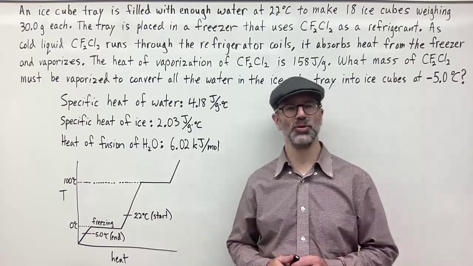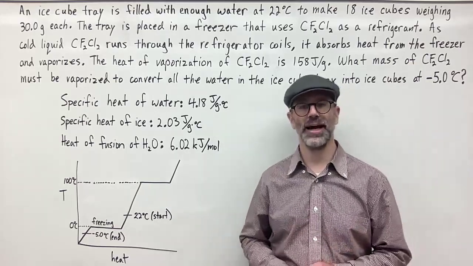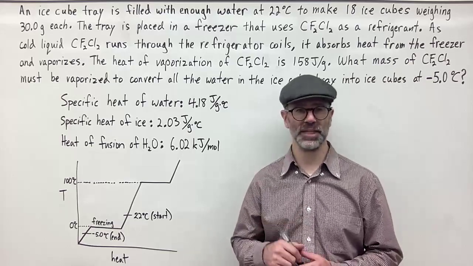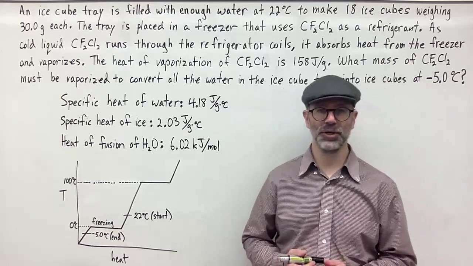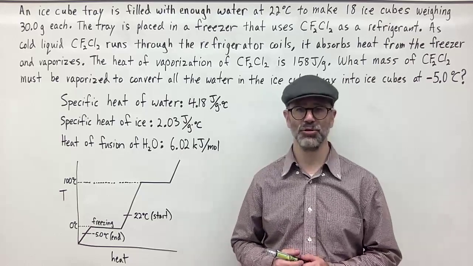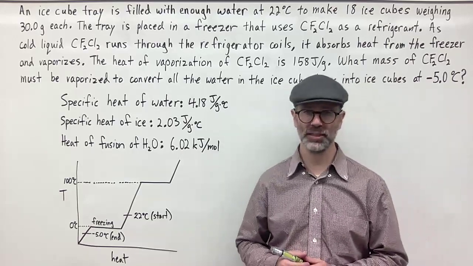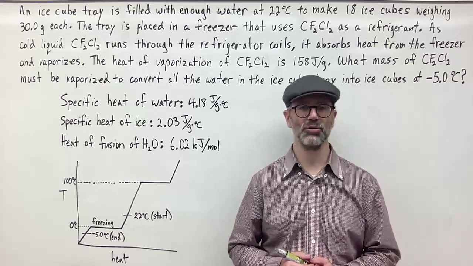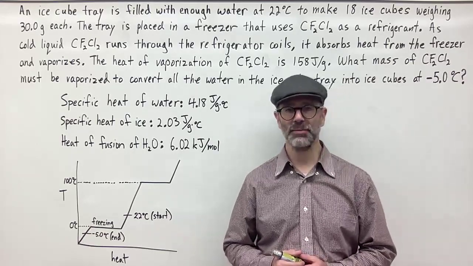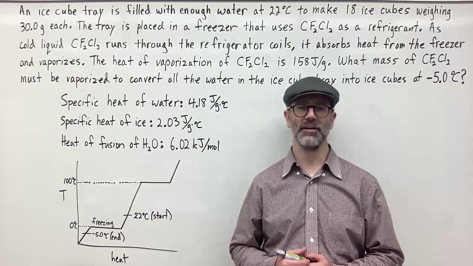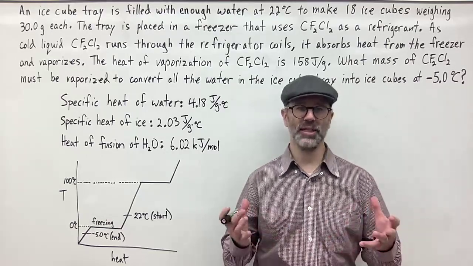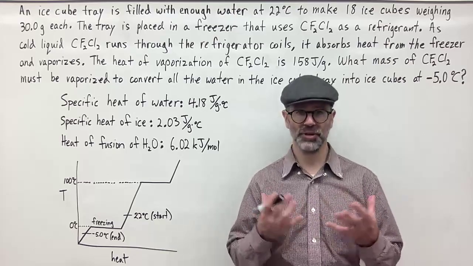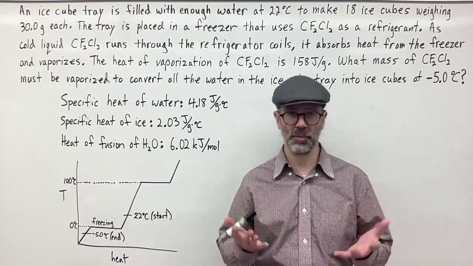It says that an ice cube tray is filled with enough water at 22 degrees Celsius to make 18 ice cubes weighing 30 grams each. The tray is placed in a freezer that uses CF2Cl2 as a refrigerant. As cold liquid CF2Cl2 runs through the refrigerator coils, it absorbs heat from the freezer and vaporizes. So the CF2Cl2 is going to vaporize because it's absorbing heat, gets above the boiling temperature, and therefore vaporizes.